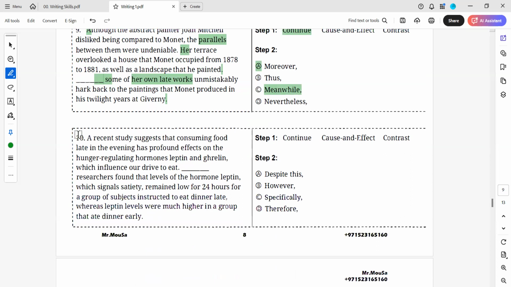Another question. 10. Everyone, it's going to be 1 minute for question 10. 1 minute. Go ahead.